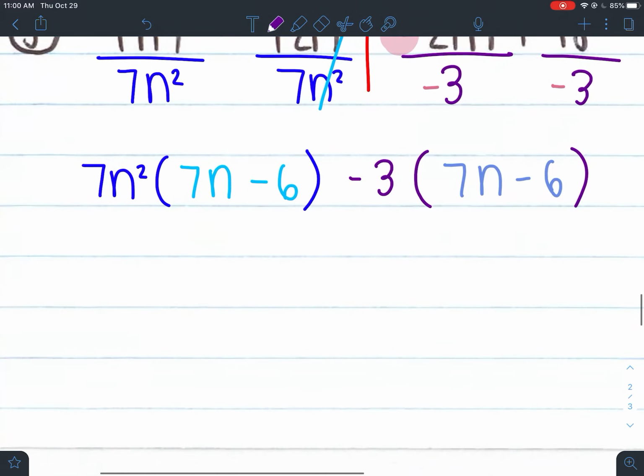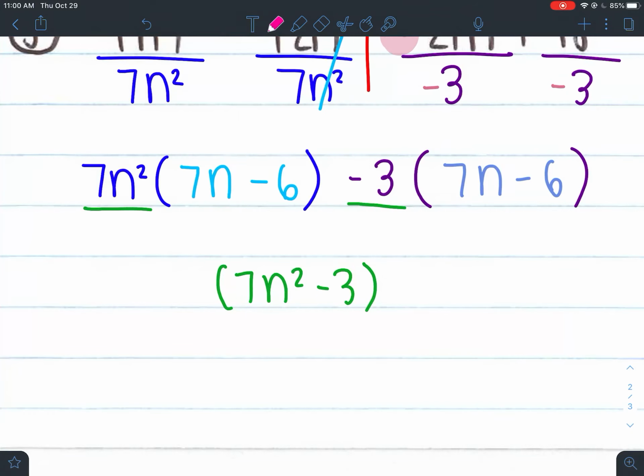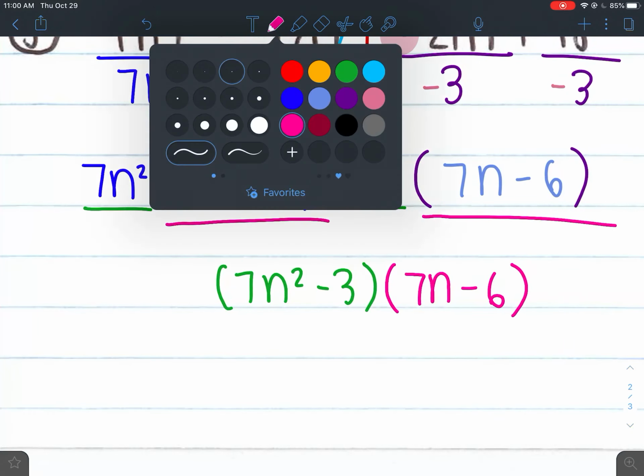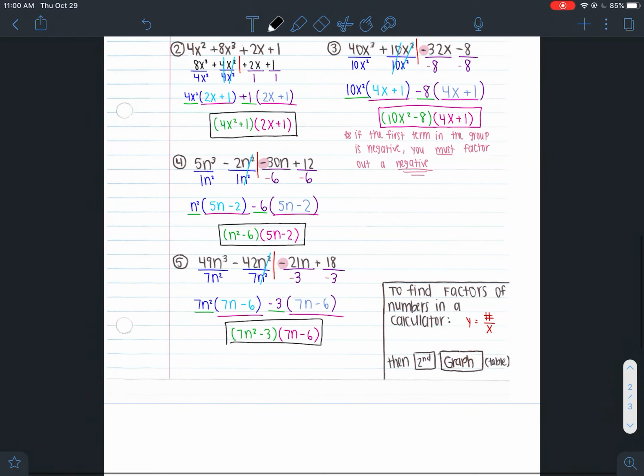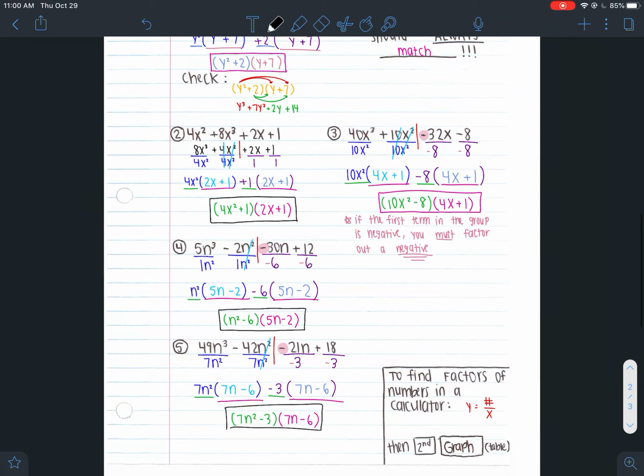I double check to make sure my parentheses match, and they do. My GCFs are going to go into one set of parentheses. And my matching set, which is 7n minus 6, goes into the other set. And that is it for factor by grouping. So it's kind of the same thing, you're just doing a double GCF. If you have any questions, please feel free.